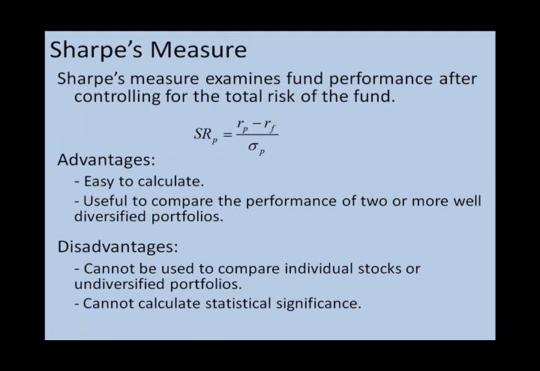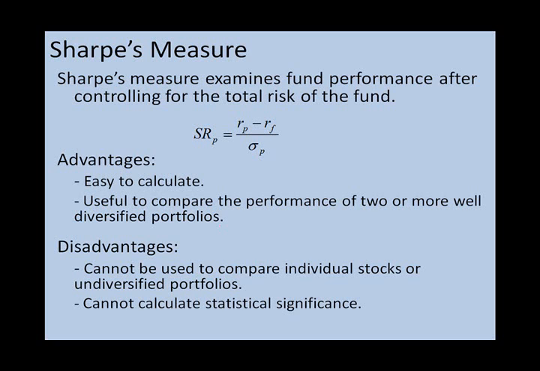Another very common measure is called the Sharpe ratio. Sharpe's measure examines fund performance after controlling for the total risk of the fund. What we do is we calculate the excess returns on the portfolio. So we calculate the returns on the portfolio minus the risk-free rate, and we divide it by the total risk of the portfolio, which is the standard deviation of the returns.